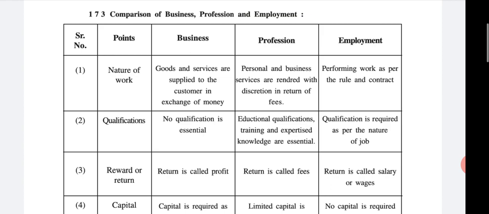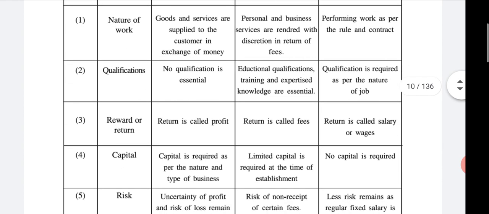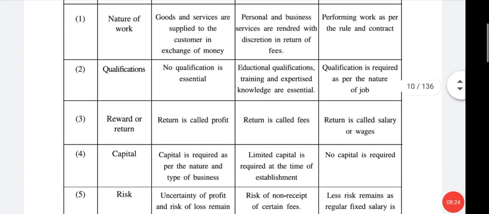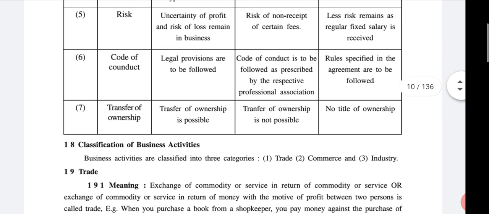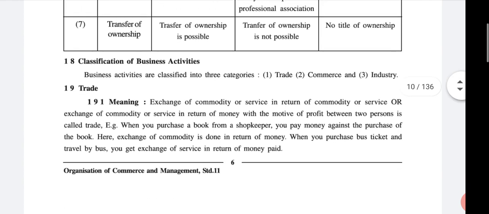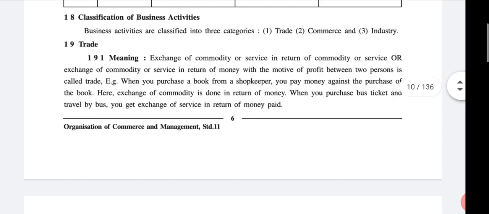It is useful for you because in this difference all three activities, business, profession, employment, are included and covered. So the points of difference we revise: nature of work, qualifications, reward or return, capital, risk, code of conduct, and transfer of ownership. We have already studied these in detail in lecture number 3. Then classification of business activity.